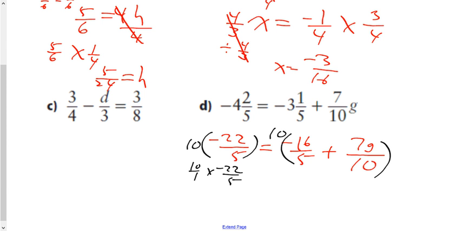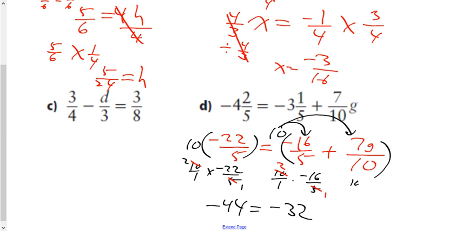If I multiply this side by 10 and cross reduce, what will I get for an answer? If I cross reduce that, what will I get for an answer? Negative, just negative 44. If I multiply this by 10, this first term using distributive property, and I cross reduce, what will I get for an answer there? Negative 32. And if I multiply the last term by 10, what will I get there if I cross reduce? Just 7G.